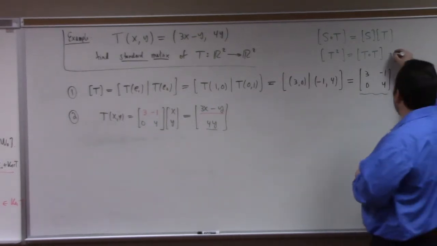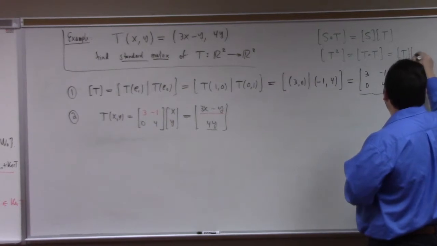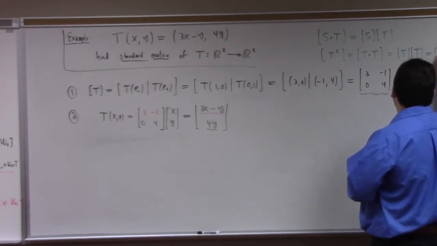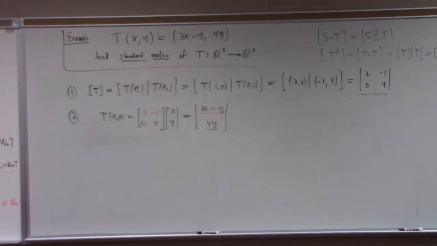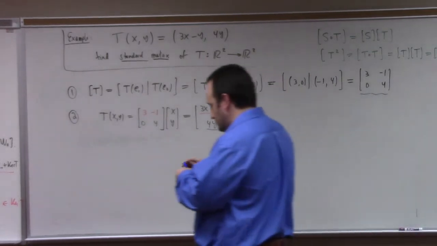So that would be, by the thing I proved, TT, which, by the way, is T squared. So that's kind of neat. The standard matrix of the square of a map is the square of the standard matrix of that map. How would you calculate T squared directly here?